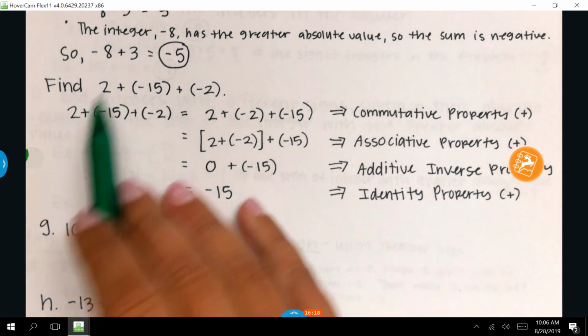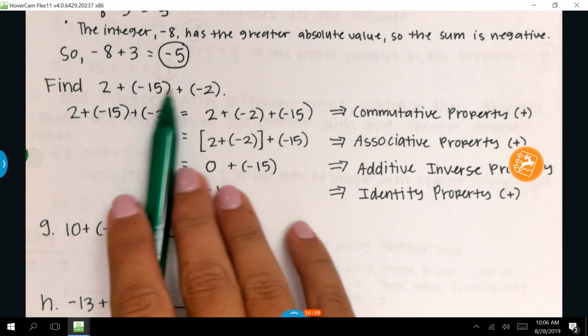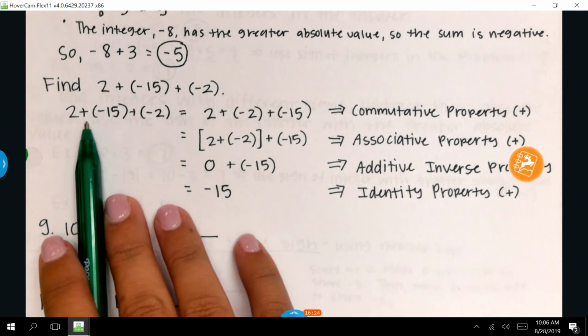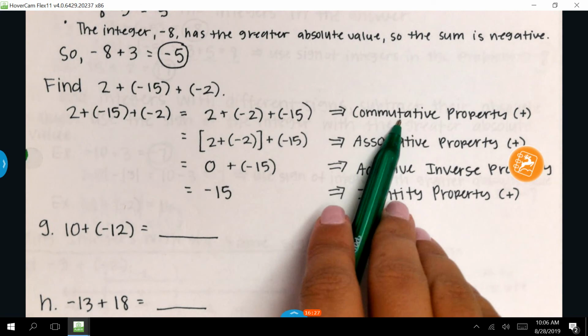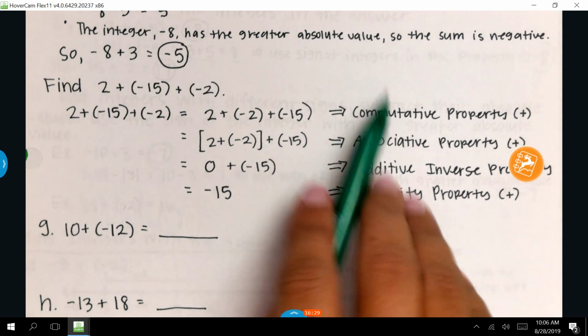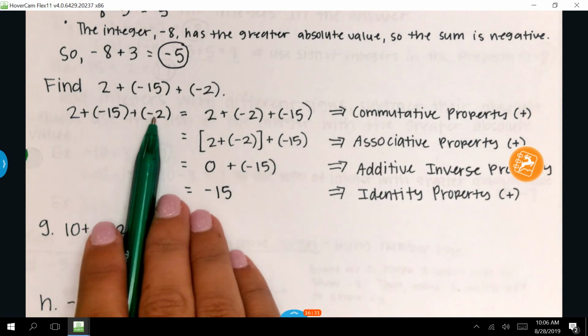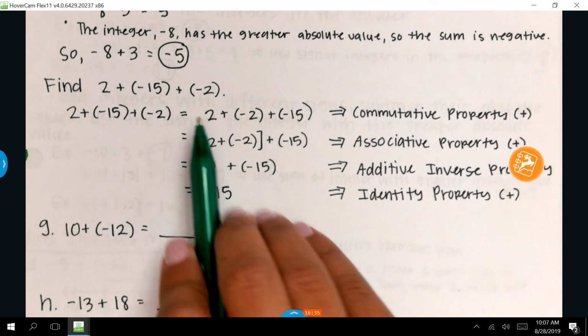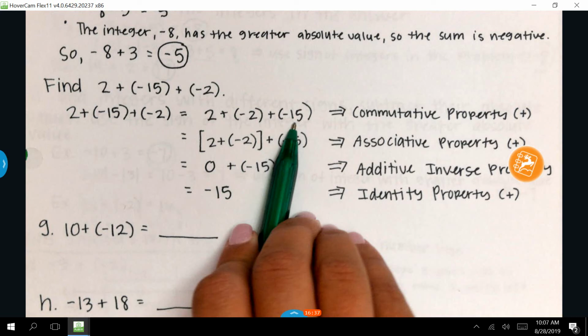Okay, so if I've got 2 plus negative 15 plus negative 2. Alright, so first thing I can do is use the commutative property, which tells me I can switch the order of those numbers. I can change the negative 2 to come where the negative 15 is. So now I have 2 plus negative 2 plus negative 15.